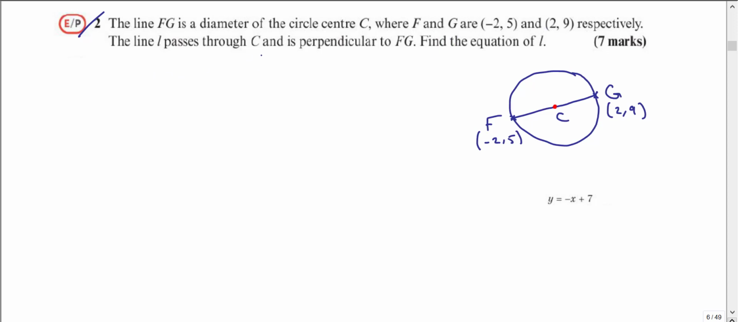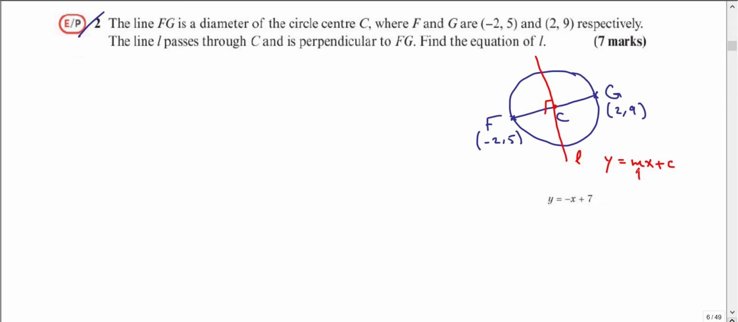Then it says the line L passes through C and we have line L here, perpendicular. We have a perpendicular bisector. This is line L, perpendicular. Find the equation of L. This is very easy. Why? The equation of L that we want is y equals mx plus c.